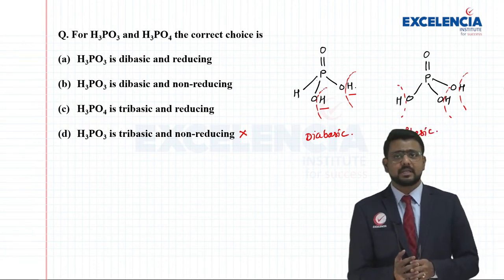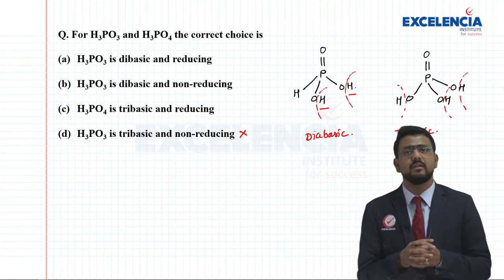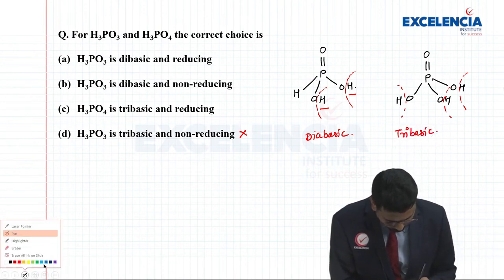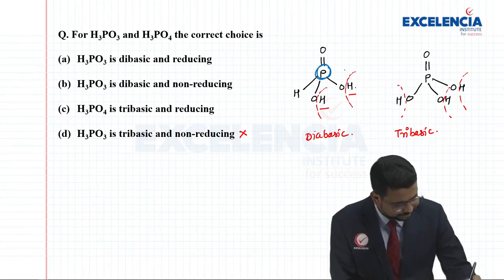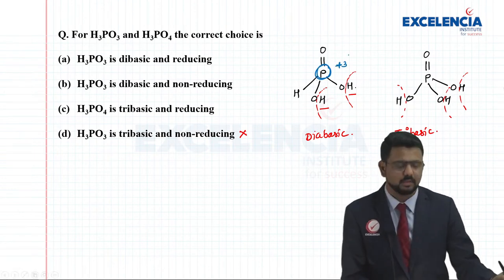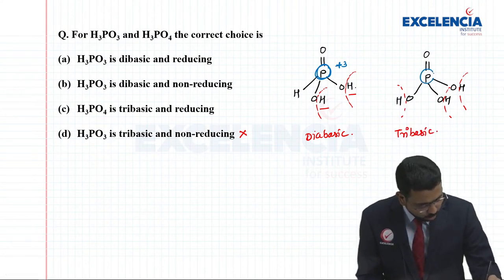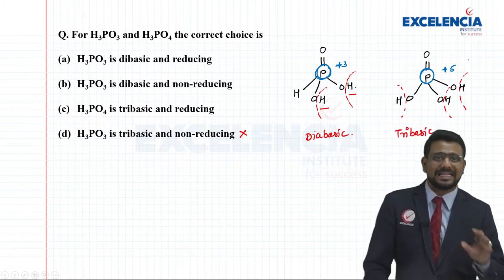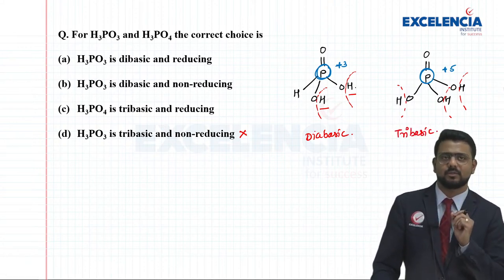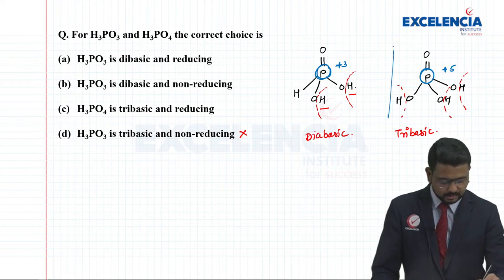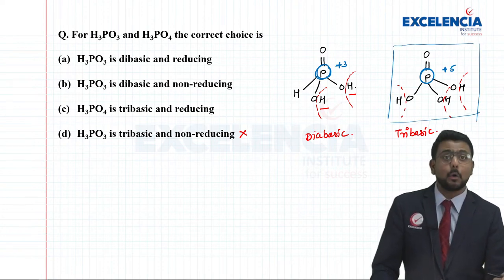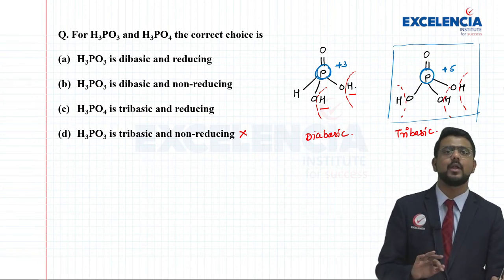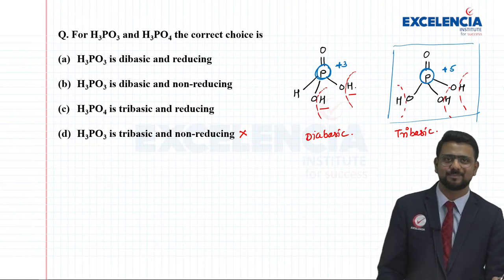Now, any substance can act as a reducing agent only if it gets easily oxidized. Right? Now, if you notice that in H3PO3, the oxidation state of phosphorus is plus 3, whereas in H3PO4, the oxidation state of phosphorus is plus 5. Right? Now, we know that maximum possible oxidation state of phosphorus is plus 5, right? So definitely, if I consider this H3PO4, it cannot further be oxidized. Now, if it cannot further be oxidized, definitely it cannot behave as a reducing agent, right?